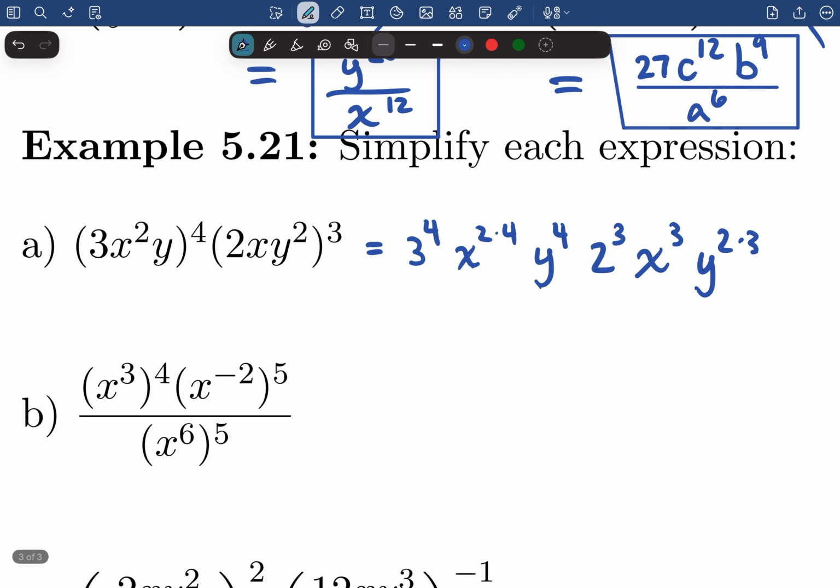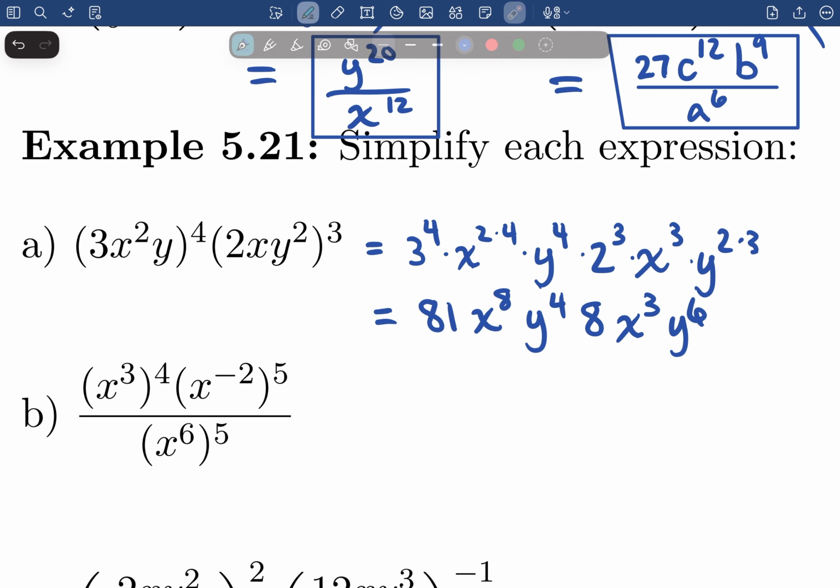Okay, so here I am at this point, and so maybe I start to organize this a little more. This is all just multiplying of these bases together. And 3 to the fourth is 81, and x to the 2 times 4 is x to the 8th, and then I have the y to the 4th, and then 2 cubed is 8, and then x cubed, and then y to the 6th, because 2 times 3 is 6. And so I'm just multiplying all these pieces together.